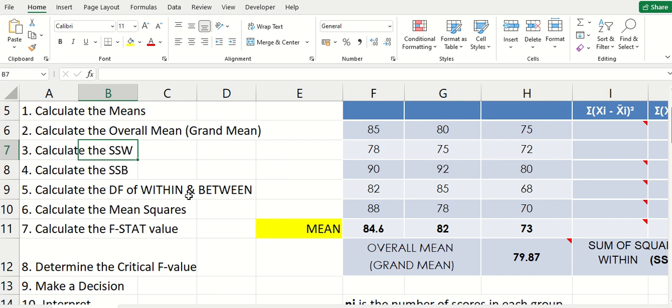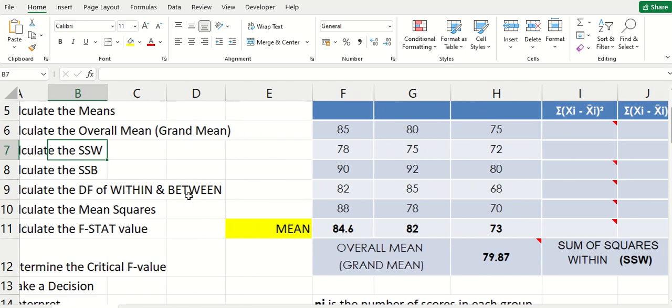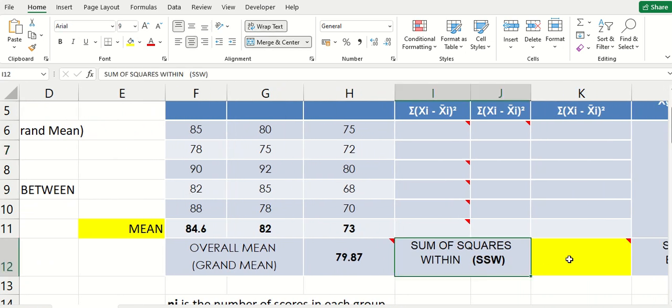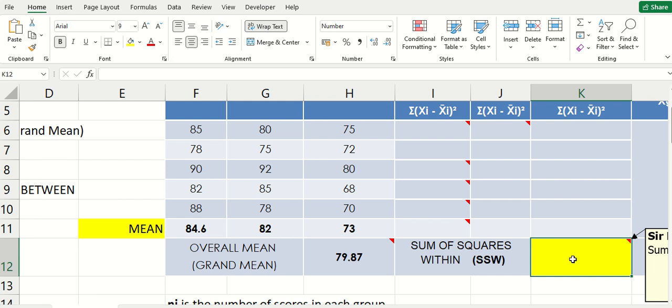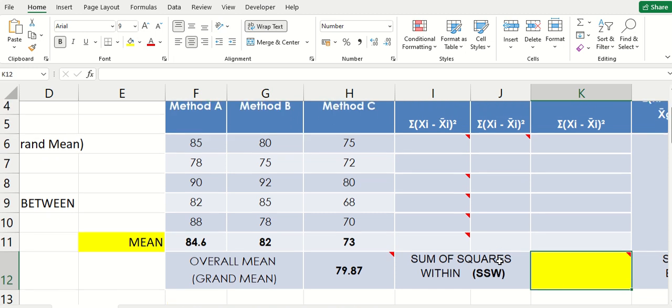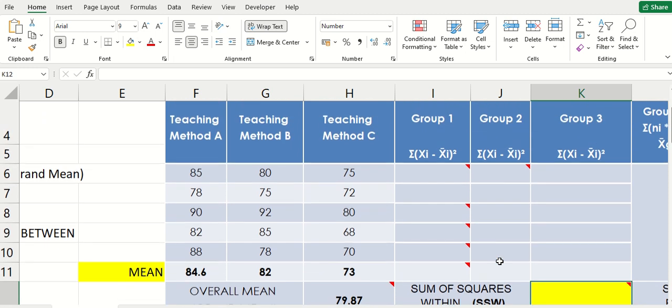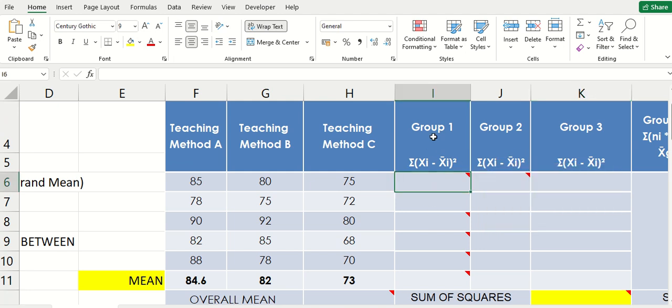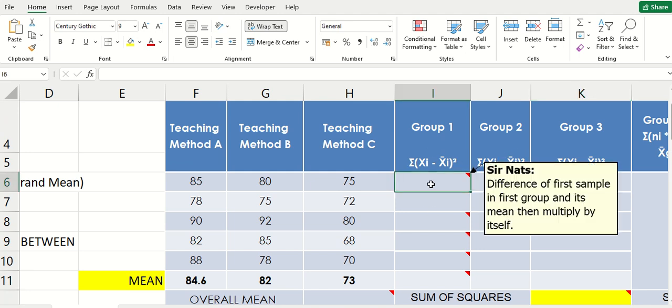Next, calculate the sum of squares within. When you say SSW, that is the sum of squares within. We want to find what our value will be here, but for the meantime we cannot do it in one computation. We need to find first the sum of squares of each group, and to find that, we have to find the sum of the squares of each sample from the group.